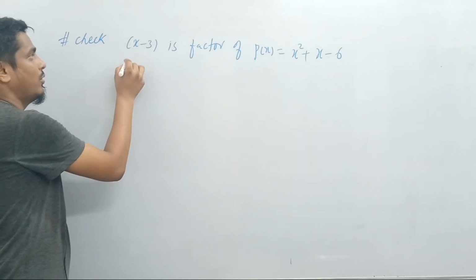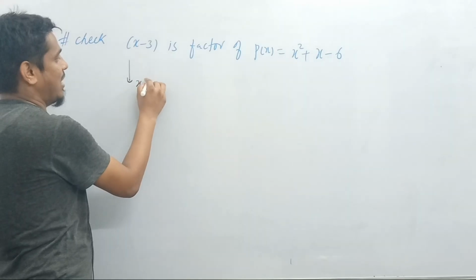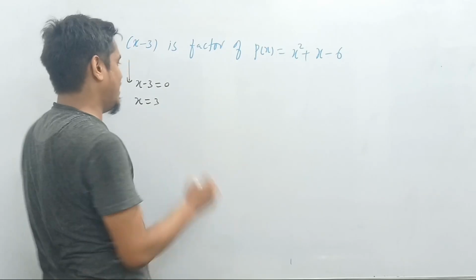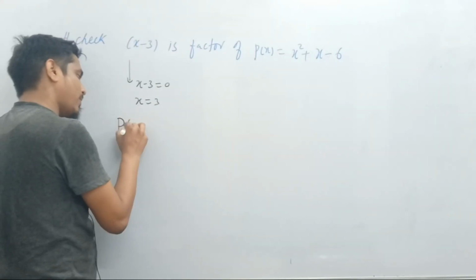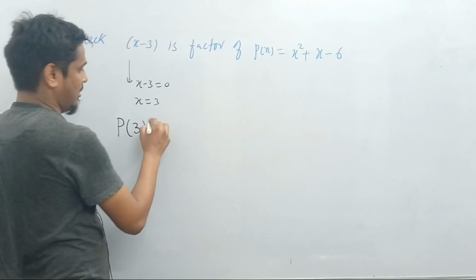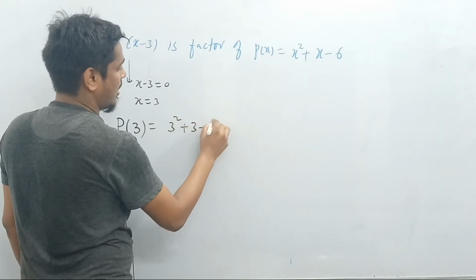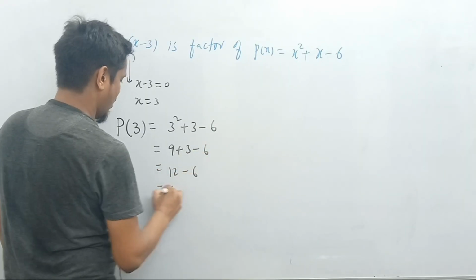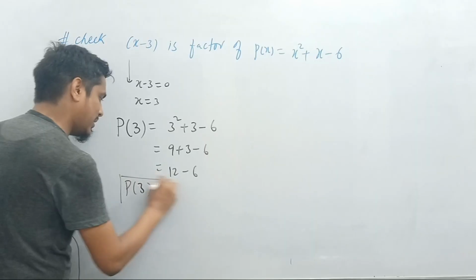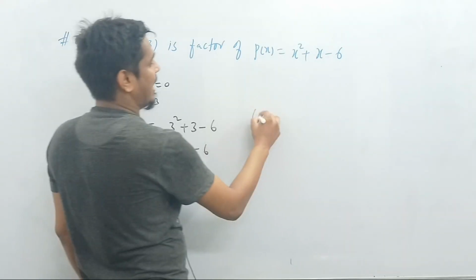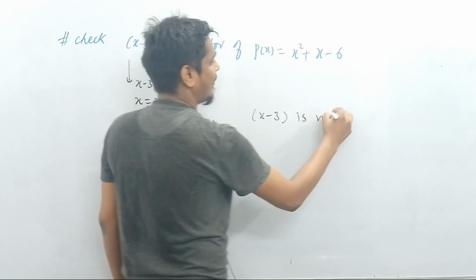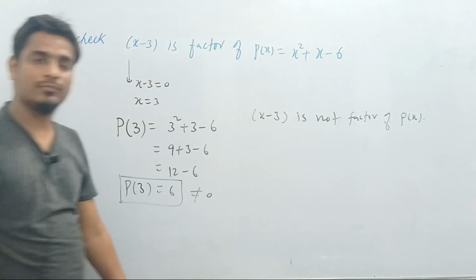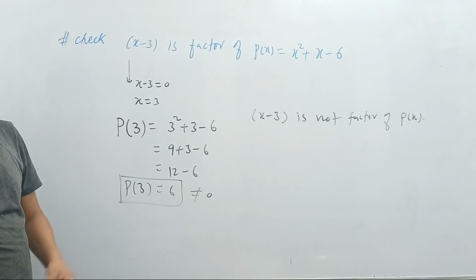So what we'll do is equate it to 0 and find the value of x from here. We are going to get x equal to 3. Now substitute this value of x in P and find the value at x equal to 3, which is going to be 3 square plus 3 minus 6, so 9 plus 3 minus 6, so 12 minus 6 is 6. So we are getting P(3) equal to 6, which is not 0. It means x minus 3 is not a factor of P(x).